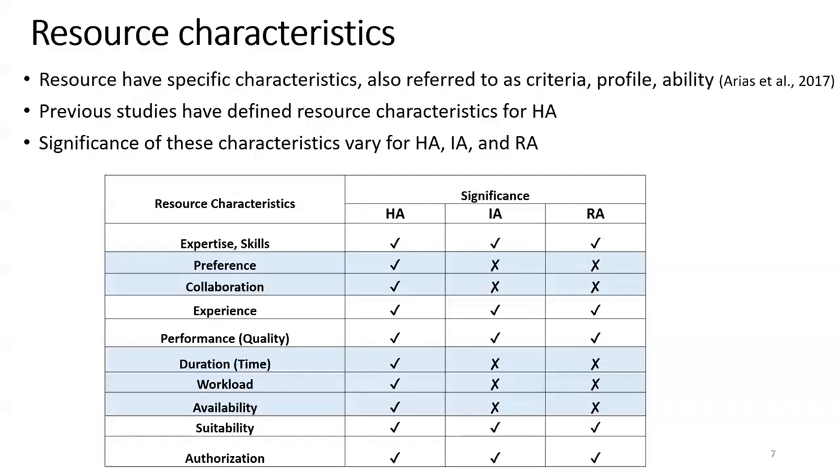We could see that there are certain resource characteristics that are significant for human agents, but may not be that significant for a robotic agent or an intelligent agent. For example, preference and collaboration may not be that important for an IA and an RA. Similarly, availability, workload, and duration again may not be significant for IA or RA, given that they would always be available and they can handle a significantly large amount of workload.